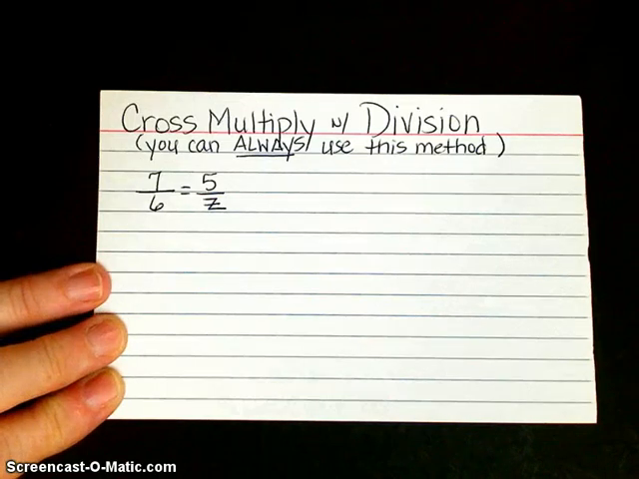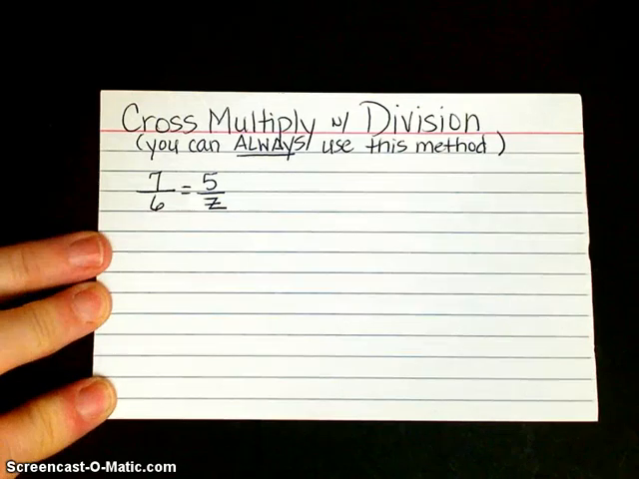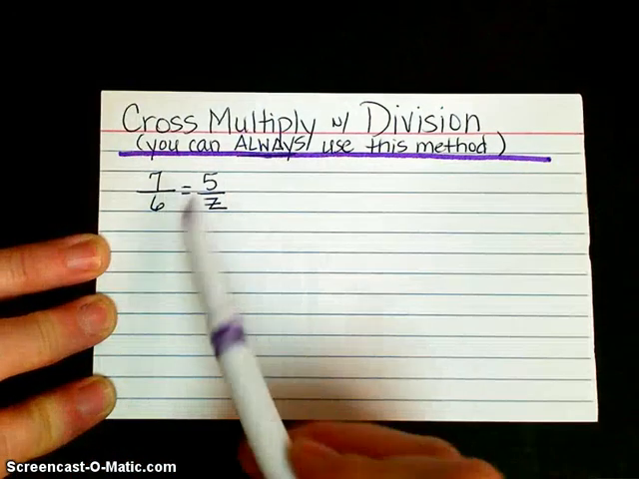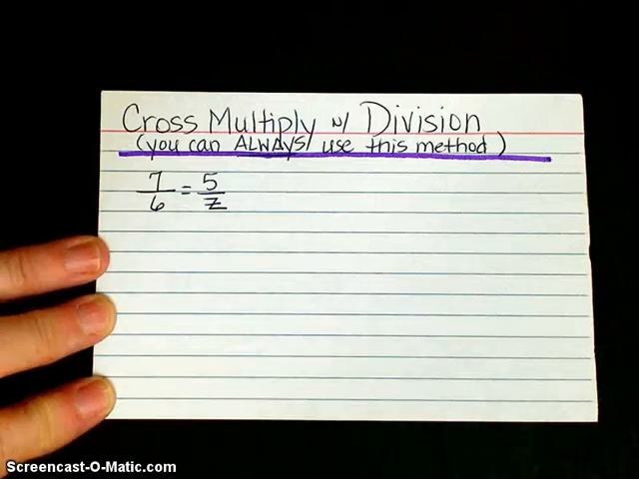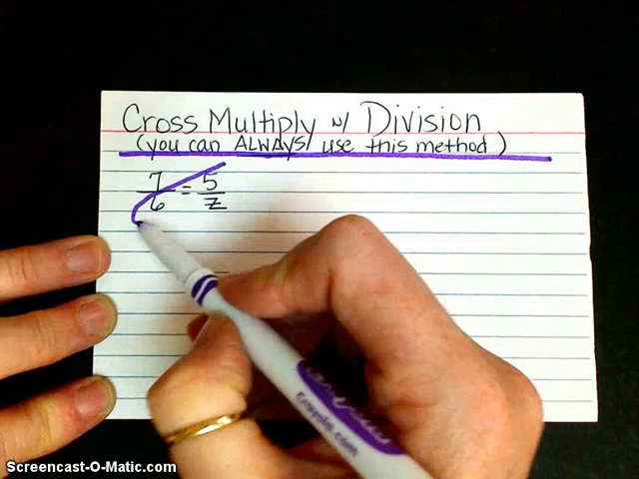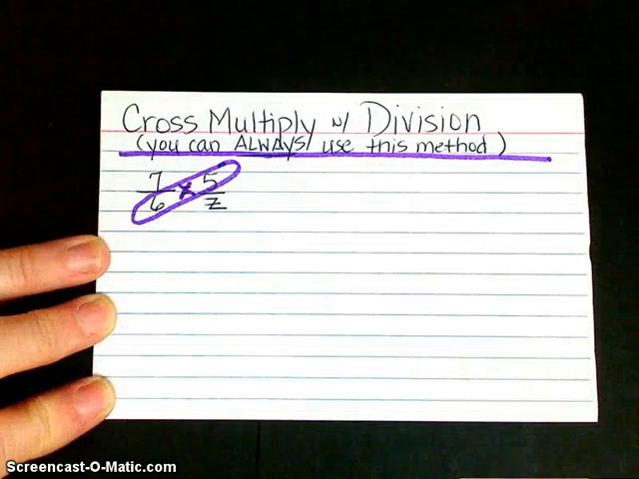The problem here is 7 over 6 equals 5 over z. Well, in cross multiplying with division, this is what you do. You look at your proportion and you find 2 numbers that are across from each other, making an X. They're crisscrossed from each other. And in this particular one, we have the 5 and the 6. So I'm going to draw a circle around them. I am going to multiply them together.